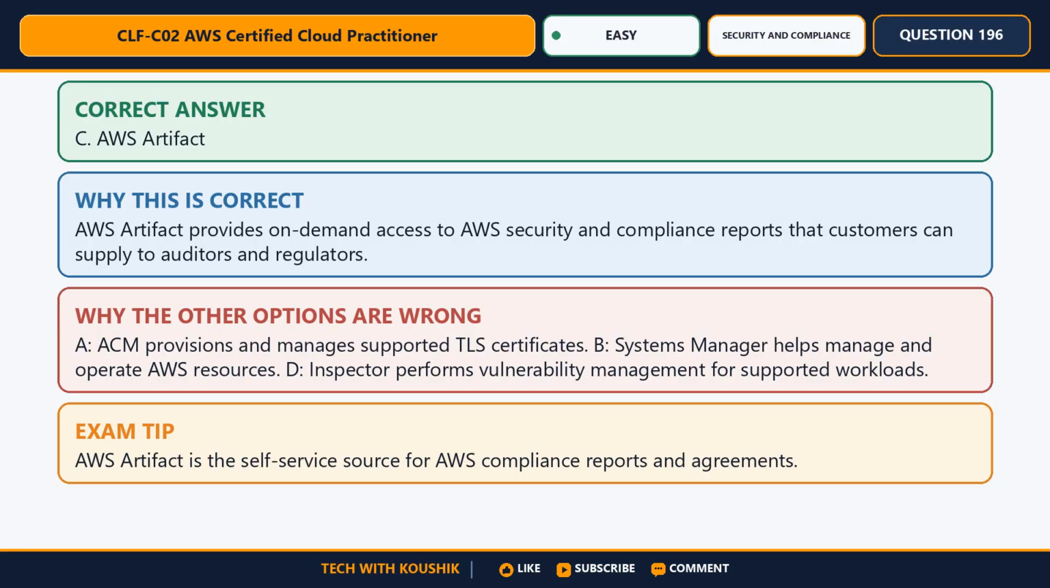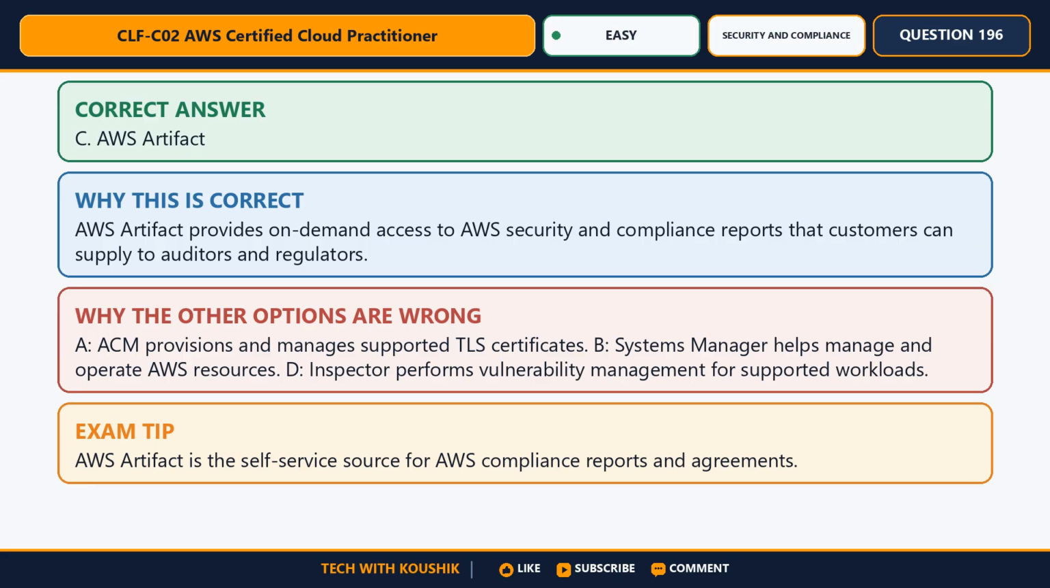The correct answer is C. AWS Artifact. Here is why. AWS Artifact provides on-demand access to AWS security and compliance reports that customers can supply to auditors and regulators. Why are the other options not correct?